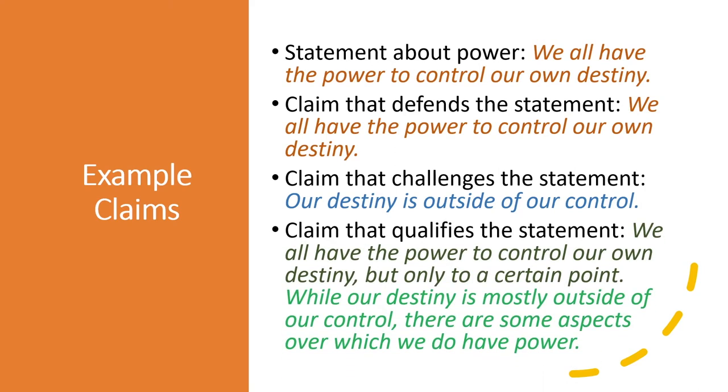If you decide that you agree or disagree with parts of it and therefore are qualifying the statement, your claim may look several different ways depending on what your specific argument is. But you have a couple of examples here to work with as models. One of them might be, we all have the power to control our own destiny, but only to a certain point. Or you might say something like, while our destiny is mostly outside of our control, there are some aspects over which we do have power.